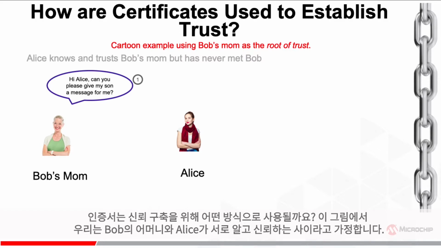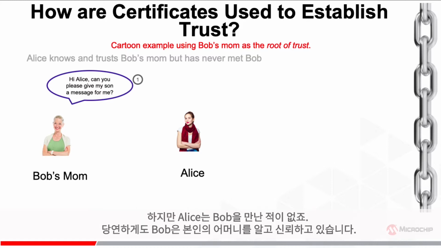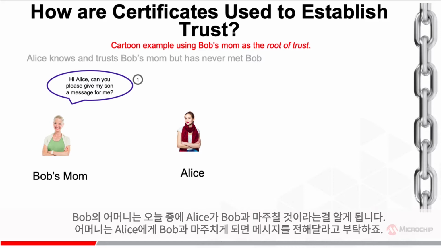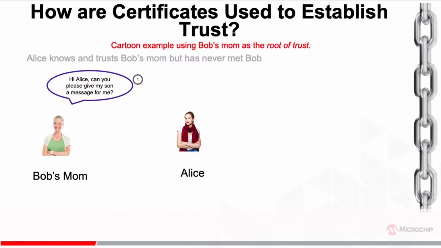In this cartoon example, we assume that Bob's mom and Alice know and trust each other, but Alice has never met Bob. Of course, Bob knows and trusts his own mother. Bob's mom happens to know that Alice will bump into Bob later on today, so she asks Alice, "Can you please give my son a message for me?"